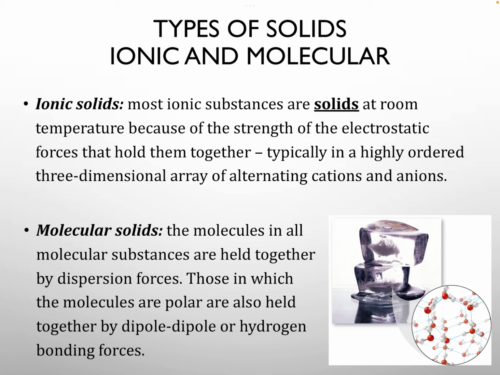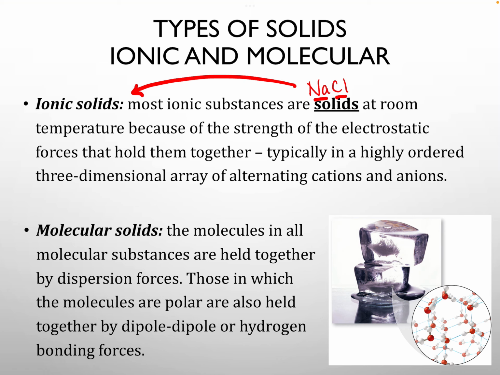So ionic solids. Most ionic substances, just in general, are solids at room temperature. So let's think about a really common example, like table salt. Table salt is a solid at room temperature. Table salt is NaCl, and we recognize that this is an ionic compound because it has a metal and a nonmetal. So an ionic compound will make an ionic solid.